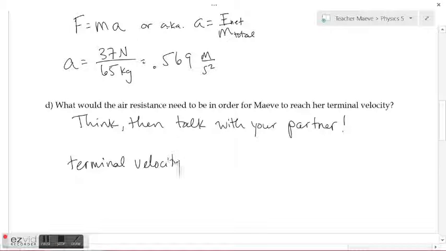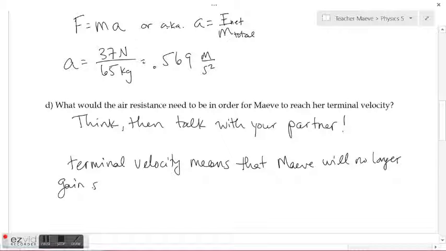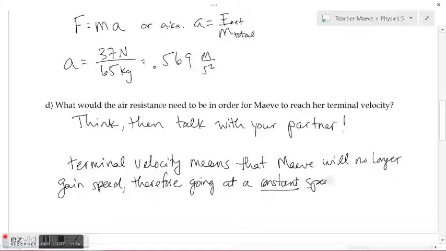So terminal velocity really means that I'm not gaining speed anymore as I fall from the skydiving situation. So it means that Maeve will no longer gain speed. Therefore, what's really happening here is that I'm going at a constant speed.